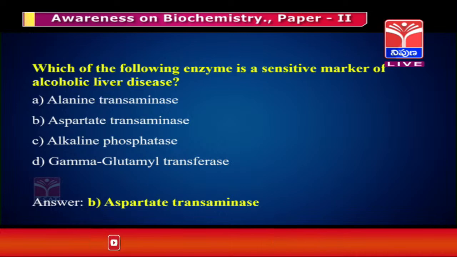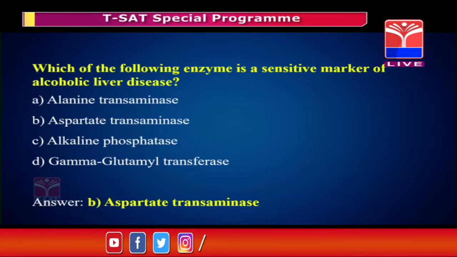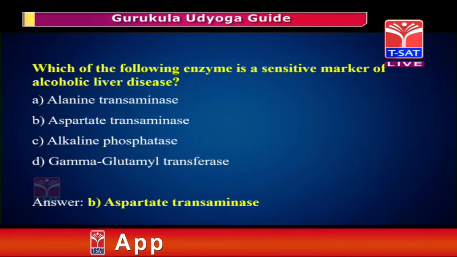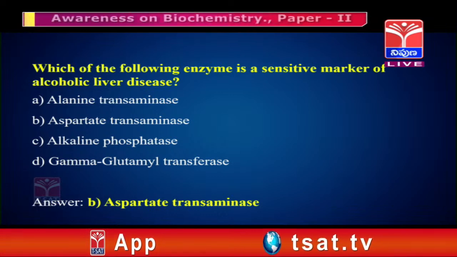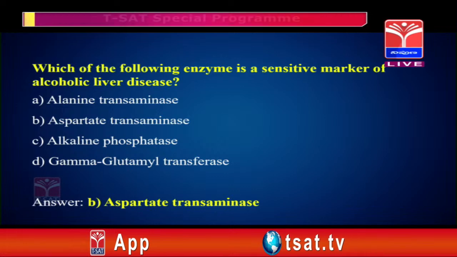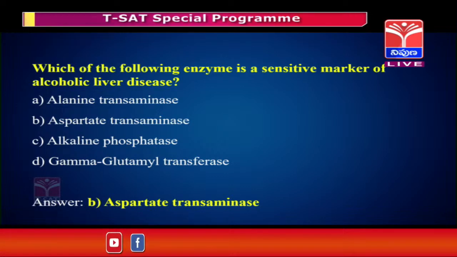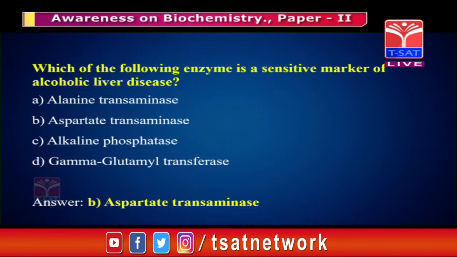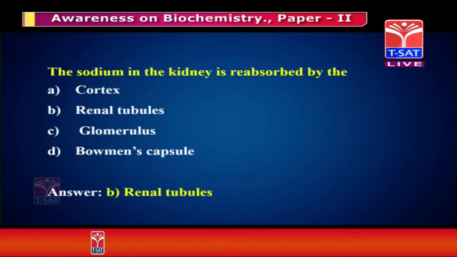And coming to alcoholic liver disease, here they are asking which enzyme is a sensitive marker for this condition. If you are a little careful, alanine transaminase, aspartate transaminase, and all transaminases normally work on the transfer of amino group. It is the aspartate transaminase whose metabolism actually happens inside the liver. So that is the right answer.